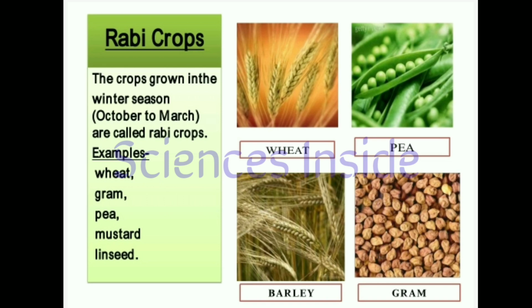Next are Rabi crops. These crops are grown between October and April. They require less water and hence are grown during the winter season. The examples include wheat, gram, pea, mustard, linseed, barley, etc.